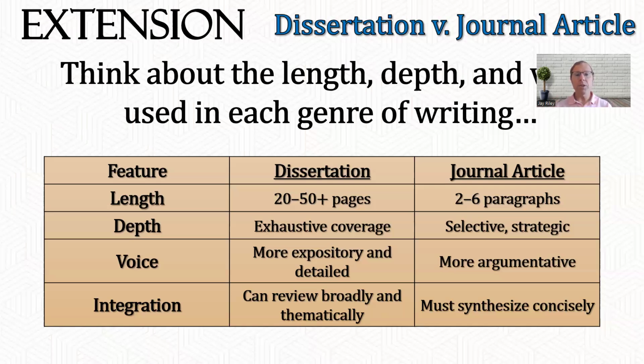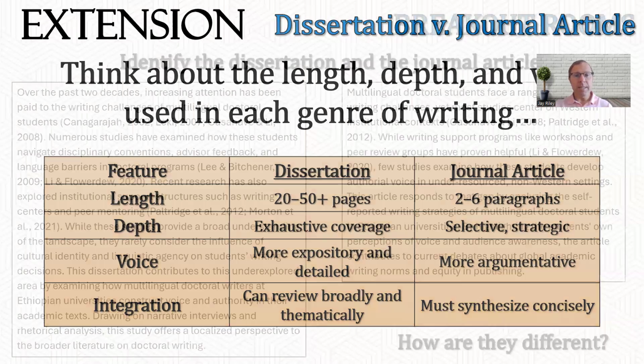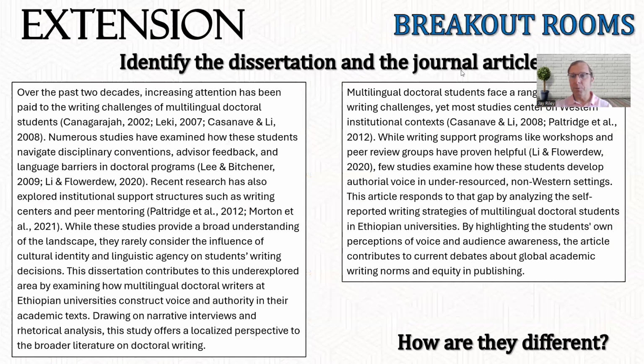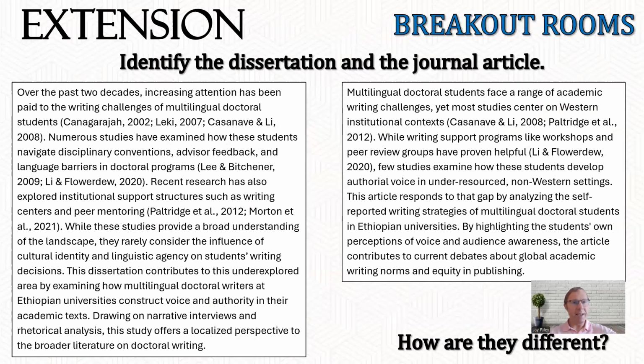In our dissertation, we want to review the topic broadly, and we're looking to synthesize information from many different sources, which we're doing in our journal article, but we don't have the space to do it over the length and with the depth that we do in our dissertation. We have to be much more concise. So let's take a look here at two brief examples, okay? Of course, I can't go through an entire literature review in one slide, but I'm going to let you pause the video and read through each of these.